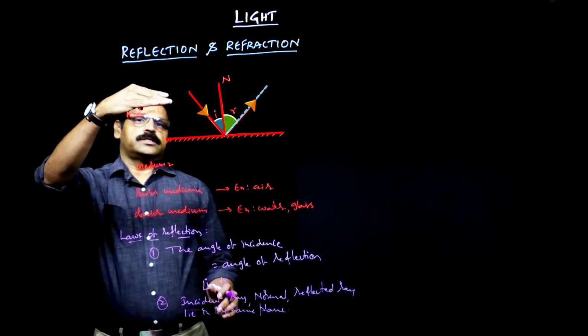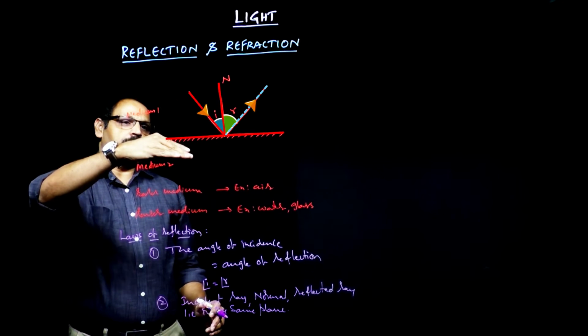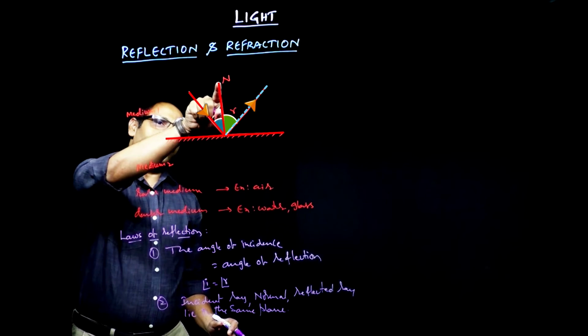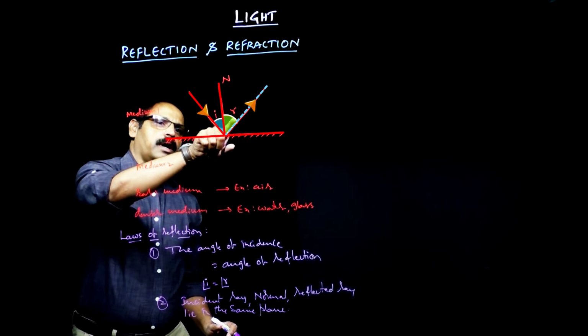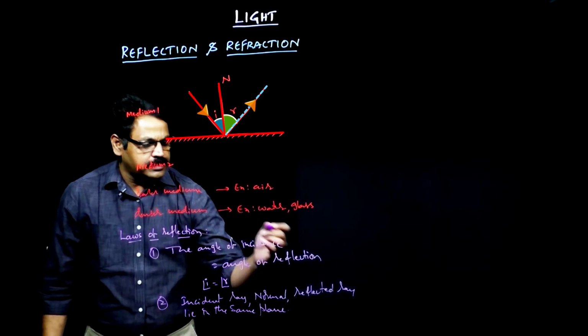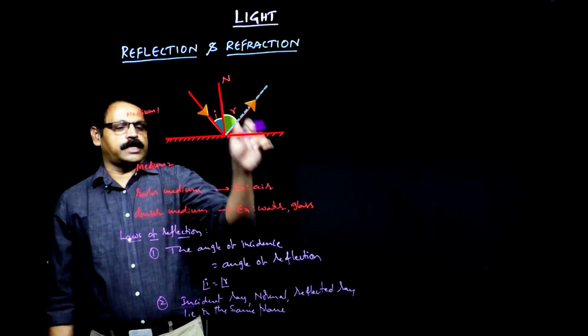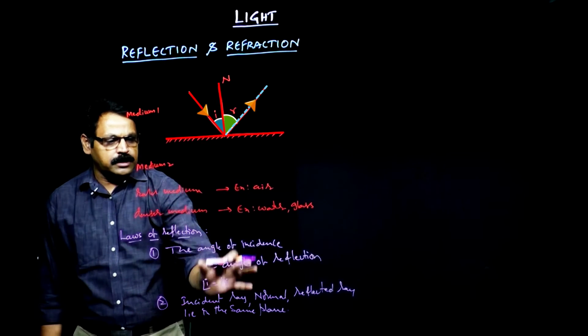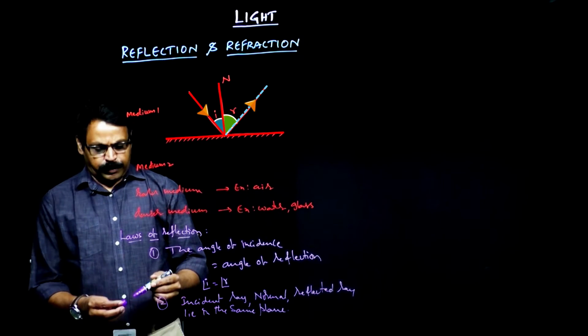See here, this is medium 1, medium 2, rarer medium, denser medium. Here what is happening? The incident ray is in medium 1, the normal is also drawn in medium 1, and the reflected ray is also in medium 1. That means all three things are to be in the same medium if the ray undergoes a reflection. So these are the two important laws you need to remember.